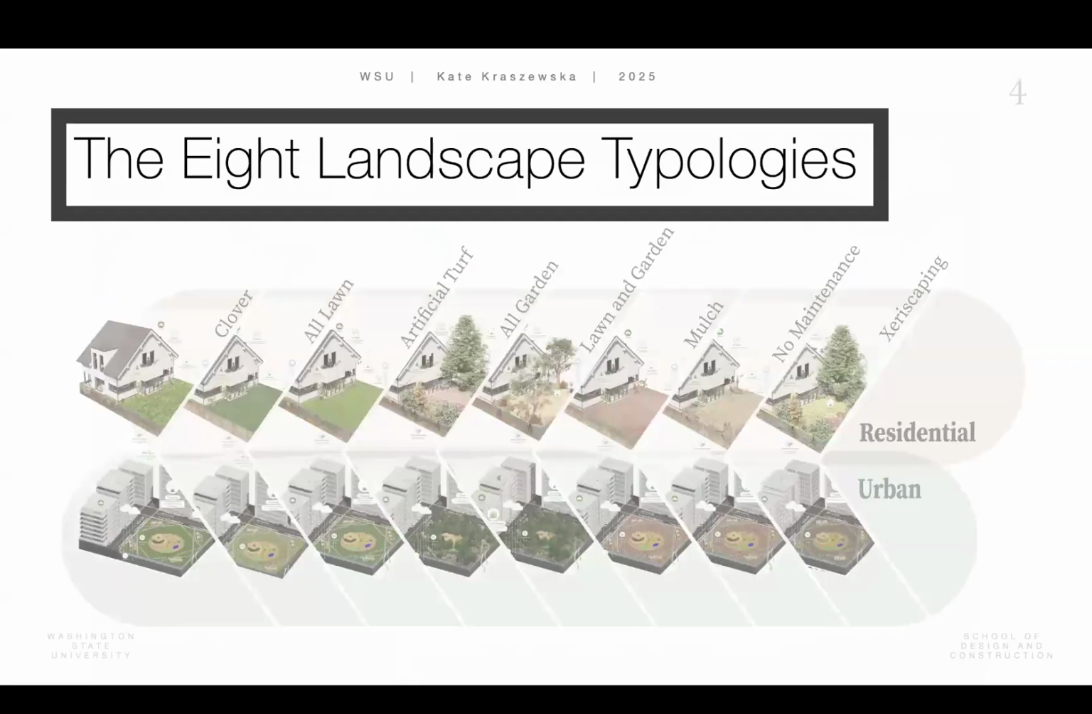We analyzed 8 of the most common landscape approaches: all lawn, all garden, lawn-garden combinations, synthetic turf, xeriscaping, native plants, clover lawns, mulch and rock landscape, and no maintenance natural growth areas. Each represents a different philosophy towards urban landscaping, from high maintenance performance and recreational spaces to completely hands-off natural systems found in both urban and residential design practices.